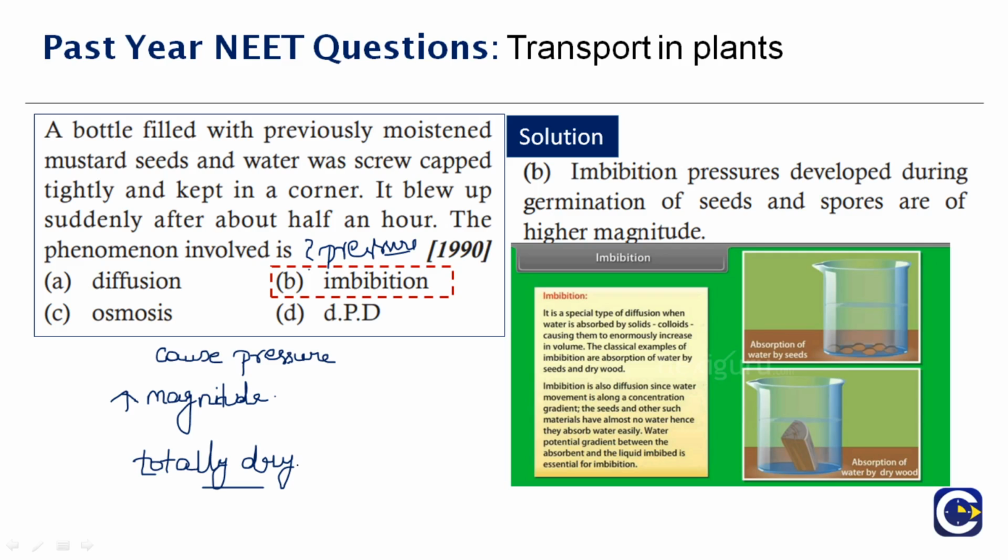The seeds and other such materials have almost no water, hence they absorb water very easily. But imagine a system where you don't have much water, the amount is very small, and you are closing the container. Then some kind of pressure is exerted, which will push the cap out of the container. Thereby the correct answer for this question is option B.